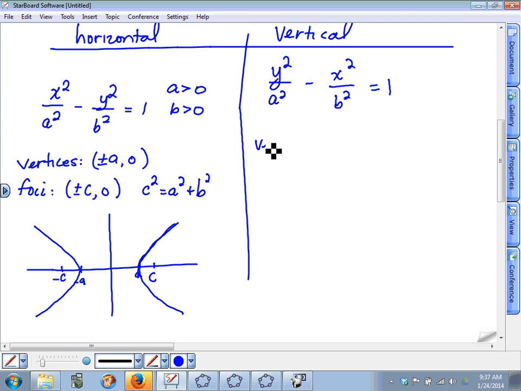Okay, the vertices are 0, comma, plus or minus a. That would place them on the y-axis. The foci are 0, comma, plus or minus c. That also places them on the y-axis. It's still the same formula. c squared equals a squared plus b squared to find the foci.